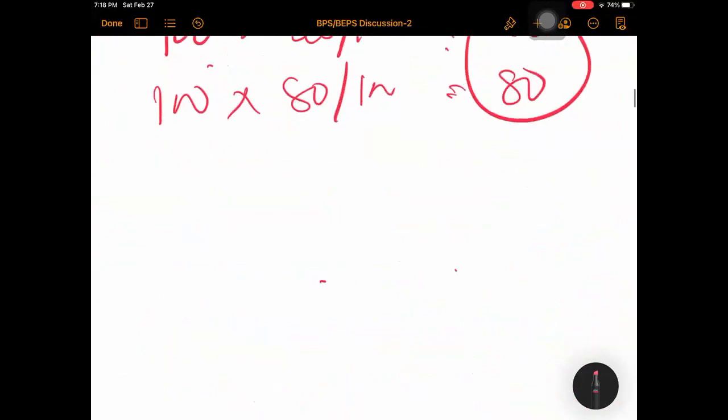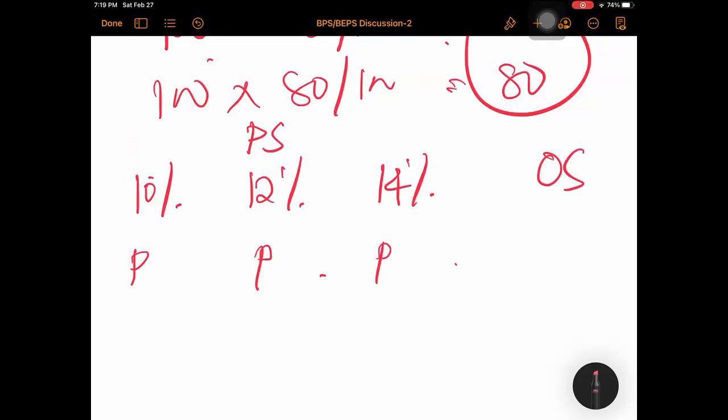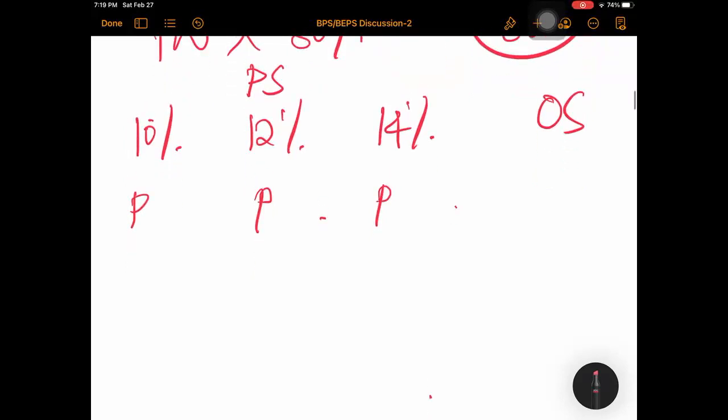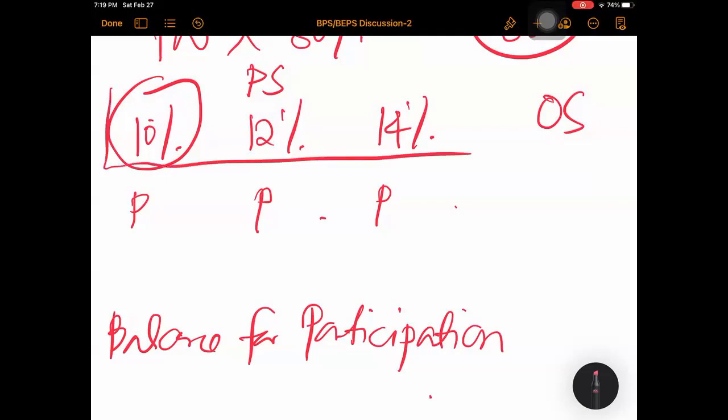Another case, what if you have three preference shares: 10%, 12%, 14%, and an ordinary share here. The 10% is participating, the 12% is participating, the 14% is participating. To whom do we allocate the balance for participation? We know that the ordinary dividend is computed on the lowest rate, 10%. So what if there is still a balance for participation? To whom do we allocate it? Do all three participate, or only the 10% because that is what we used when multiplying by the ordinary?